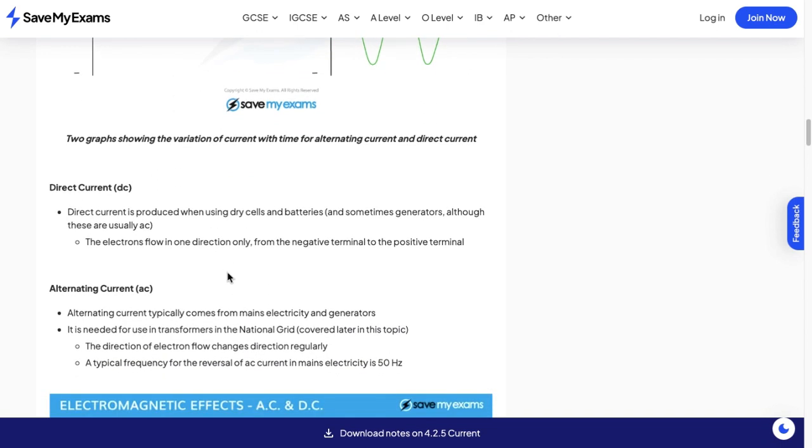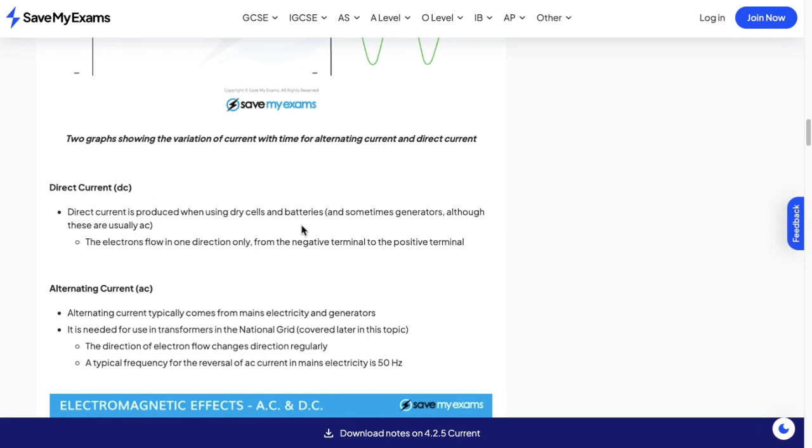Now direct current is produced when using dry batteries, when using batteries or cells. Anytime you use a battery to build your circuit, you're producing a direct current. So a direct current is produced when you're using dry cells and batteries, and sometimes generators, although generators are usually AC current.